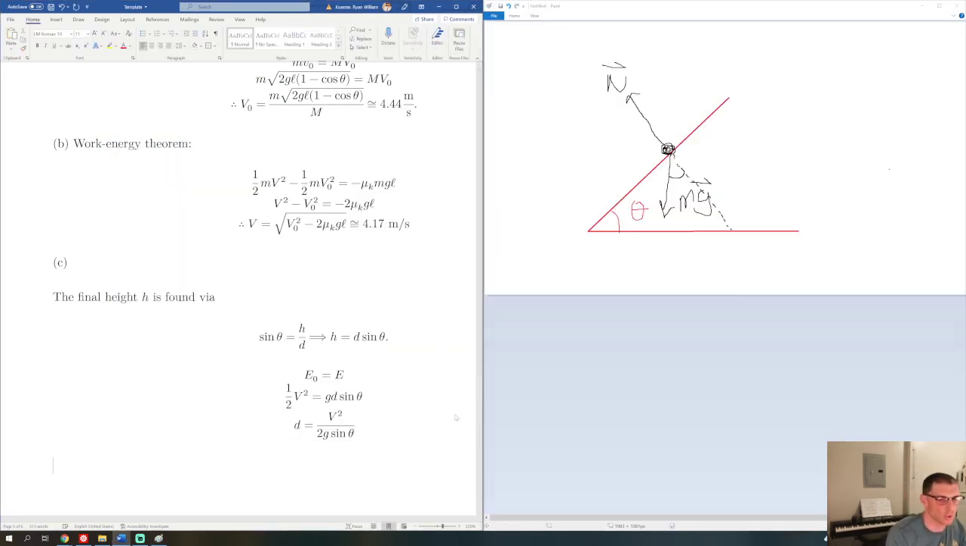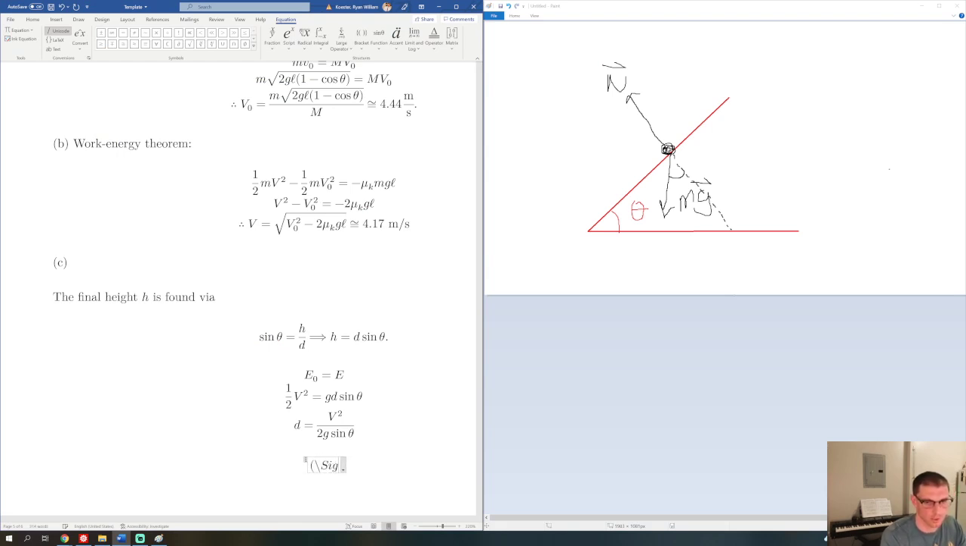And so for this kind of situation, if you just sum the forces in the y direction, spelling is hard, you find N minus mg cosine theta equals 0, right? So then N is mg cosine theta.